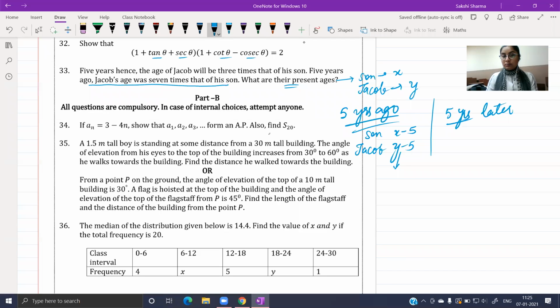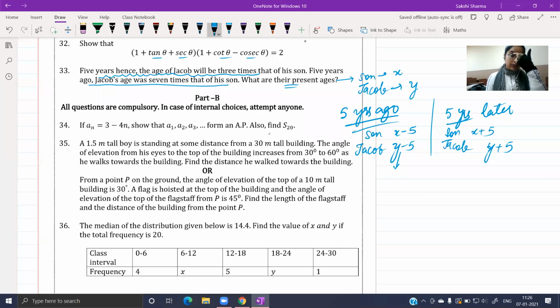Form an equation. Using the relation given for their past ages, form an equation and then find their ages 5 years later. You will add 5 to both their ages and then form a relation using this statement, कि 5 साल बाद क्या. You will have two linear equations. So you will be using any of the methods of your choice. You can use substitution or you can use elimination and then find out x and y, which will give you your answer.